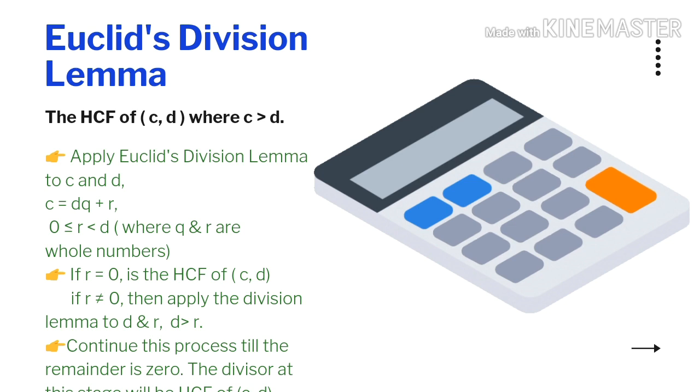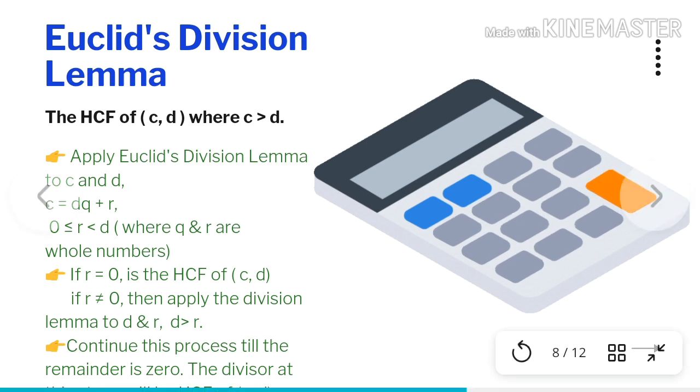If r is equal to 0, the HCF of c and d is d. But if r is not equal to 0, we continue this process until the remainder is 0, and the divisor is the HCF of c and d.